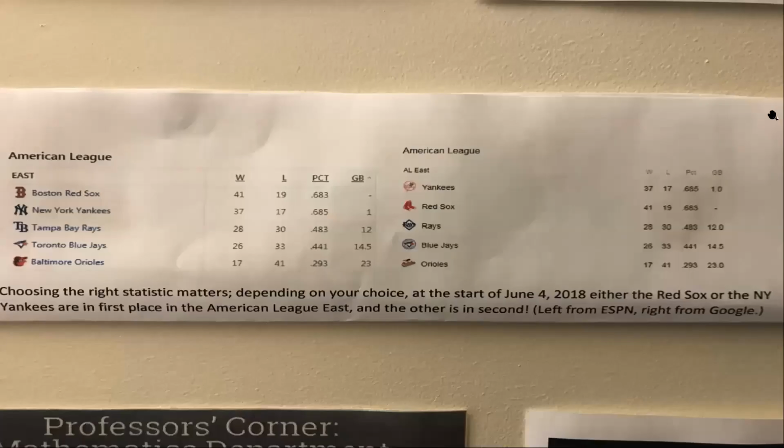So this is 2018, June 4th. And depending on which site you went to, the left was from ESPN and the right was from Google. Depending on which website you went to, they had a different ordering of the teams in the American League East as to who was in first place. ESPN got it correct and had the Red Sox in first place. Google had it wrong with the evil, dreaded empire of the New York Yankees in first. Why is there a difference?